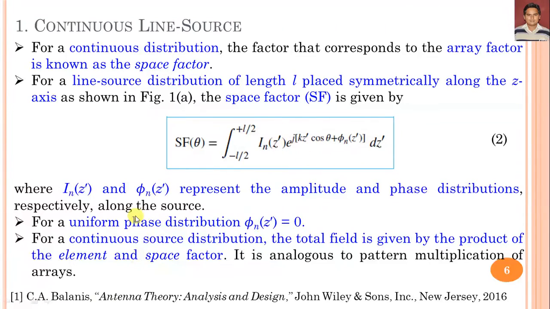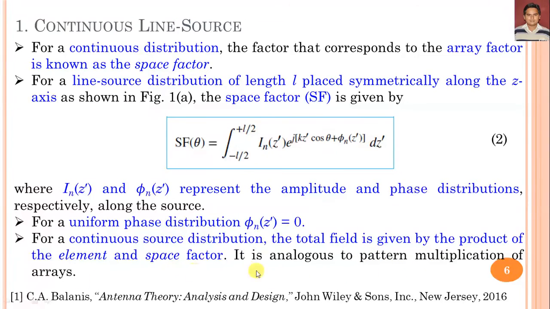For a uniform distribution, the phase distribution, as we have discussed in antenna arrays, is phi n z dash equal to 0. In that case, by putting phi n z dash equal to 0, we can calculate the space factor for the uniform phase distribution. Further, for a continuous source distribution, the total field is given by the product of the element and space factor, and it is analogous to the pattern multiplication of the array.